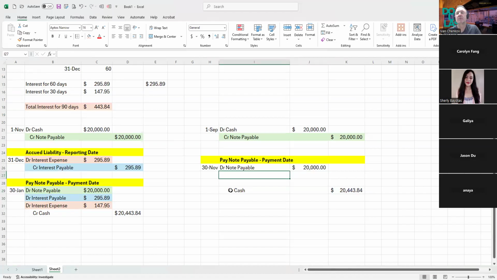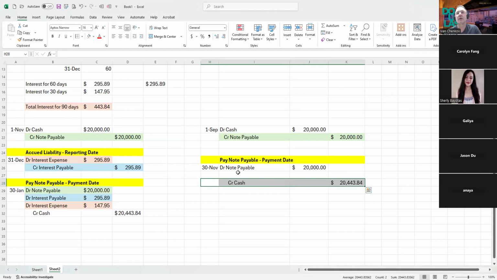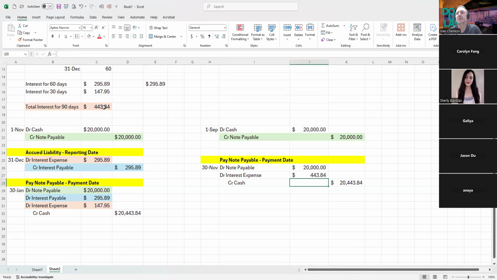And what else do I have to close? Or I have to show, in this case. No, I'm not closing it. I'm going to have to show it. I have to show the interest expense. And the interest expense is the total interest expense for the 90 days. Make sense?